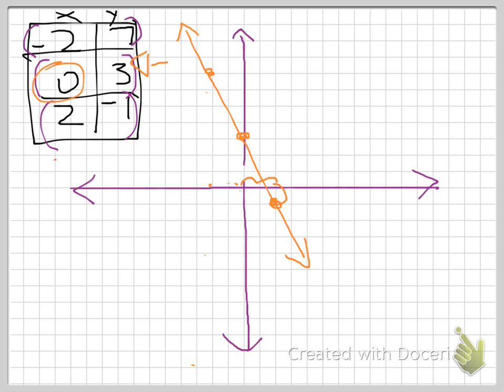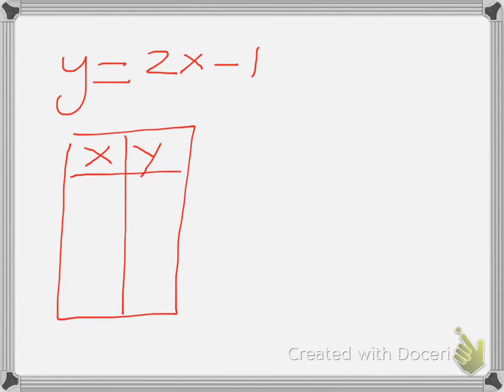Alright, so again, I'm going to be grading the y values that you get on your table, and then the graph. So it's 4 points a problem. Alright, so let's do another one.